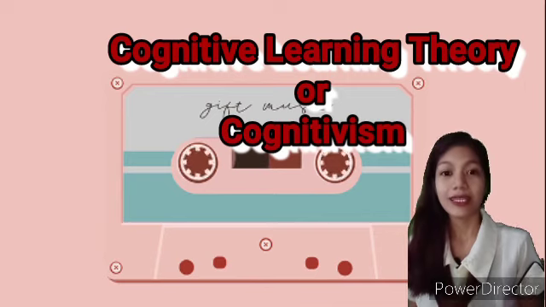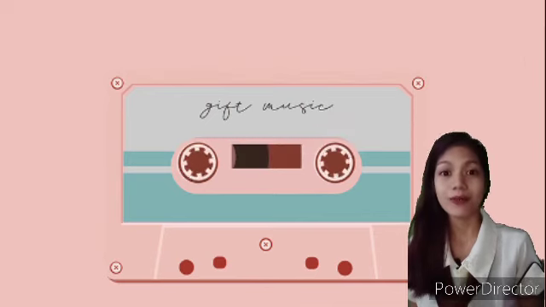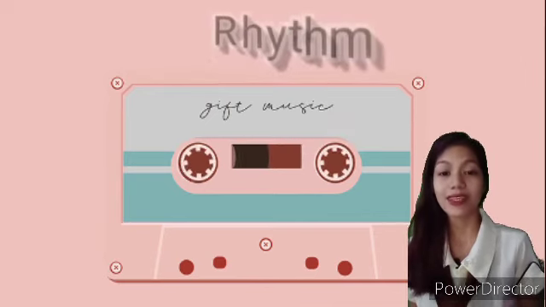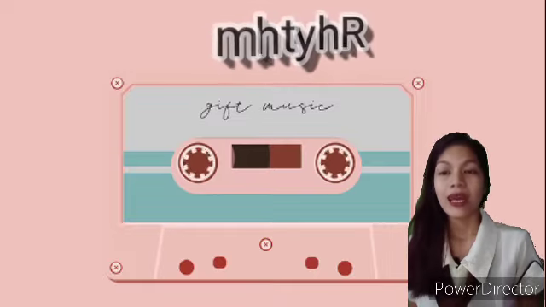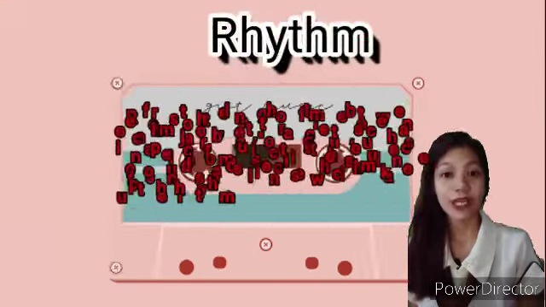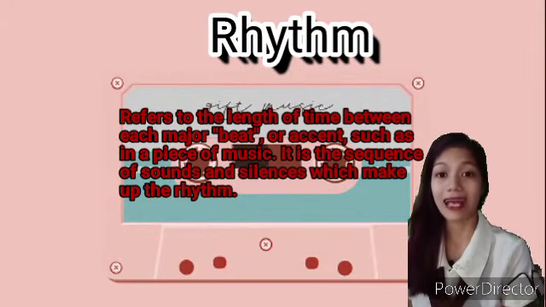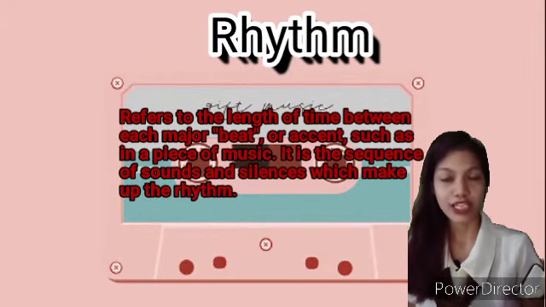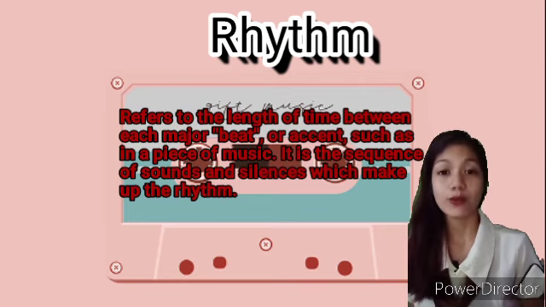The topic that I choose is rhythm. Rhythm is one of the topics in music. Rhythm refers to the length of time between each major beat or accent, such as in a piece of music. It is the sequence of sound and silence which makes up the rhythm.